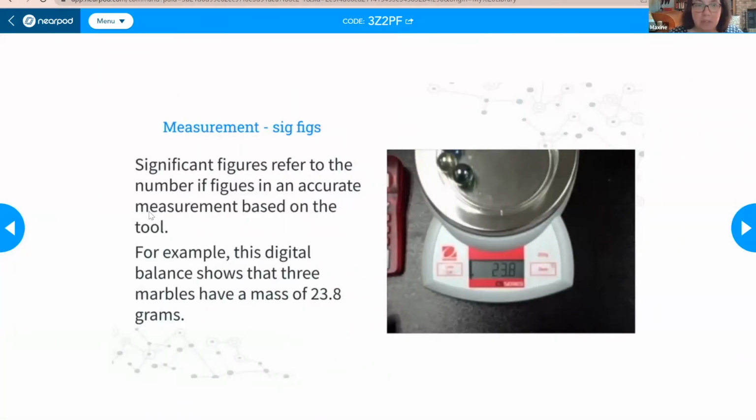So again, the reason for this, these are called significant figures, is because of looking at the original measurement and how much precision there was for that original measurement. So this is showing a digital balance, and this digital balance says these 3 marbles have a mass of 23.8 grams. So that balance is kind of precise. It goes to 0.1s, but it isn't super, super awesome measuring to dozens and dozens of places of a gram.